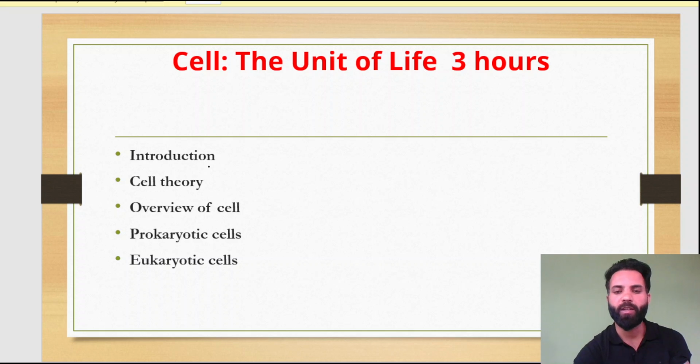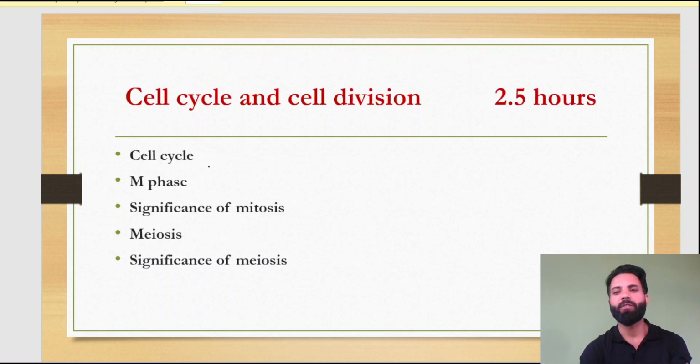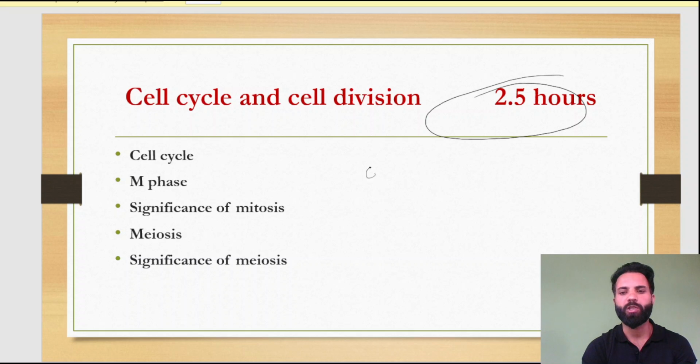After that there is cell cycle and cell division, one of the shortest units, 2.5 hours. It will require only 2.5 hours for the completion. But it is a very important unit for NEET. You will get 4 questions, 4 MCQs in the NEET from this cell cycle.